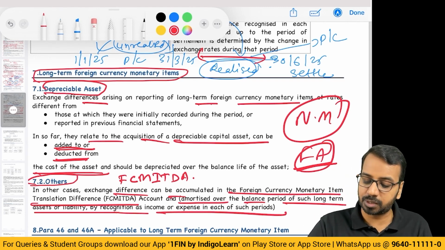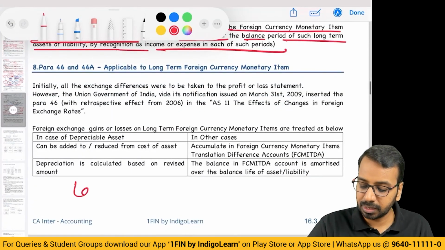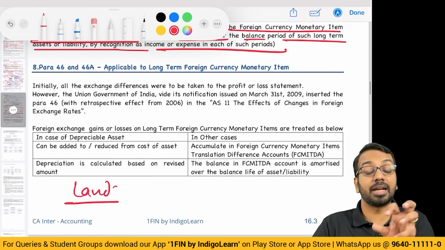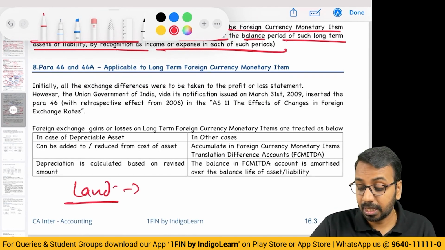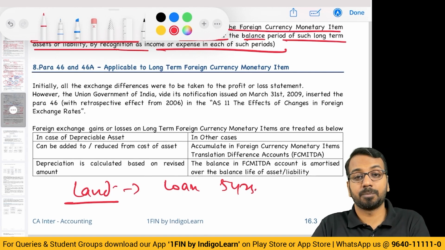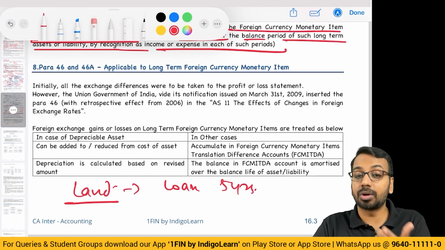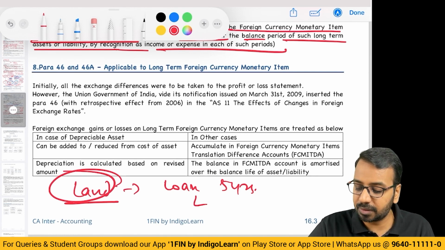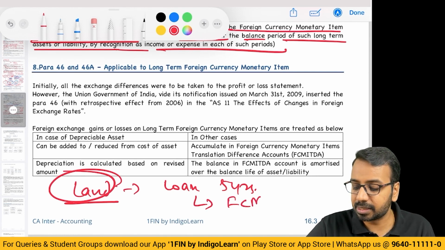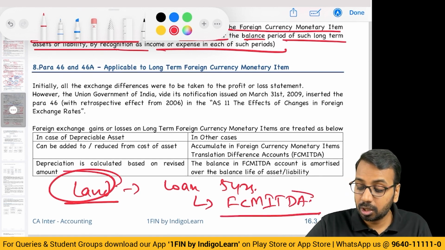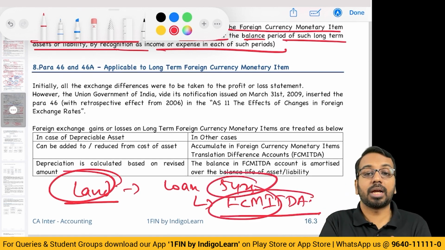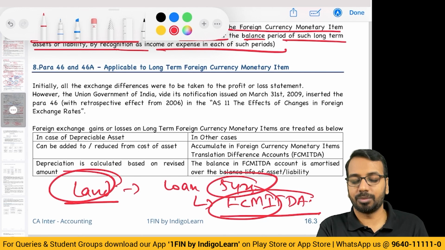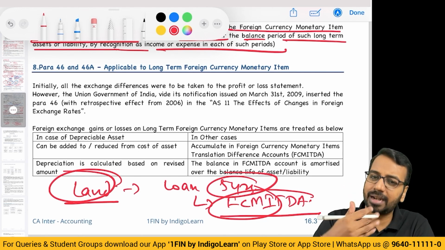So basically what it means, for example, if it is land, I have taken a foreign currency loan to buy a land and the loan is 5 years. There is an exchange difference. I don't want to take it to P&L. What can I do? Because land is non-depreciable, this exchange difference has to be accumulated in the foreign currency monetary item translation difference account. Then over a period of 5 years, I have to amortize it and take it to P&L every year.